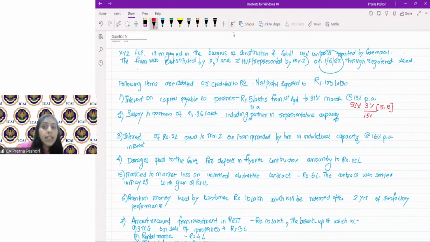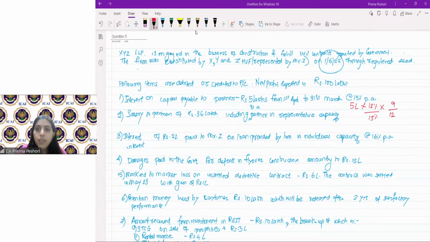5 lakh into 3% divided by 15%, this will get disallowed entirely. That's the one component. Or alternatively, what you can do is disallow the entire 5 lakh. 5 lakh into 12% divided by 15% into 9 divided by 12 months is what you will finally allow. So add back 5 lakh and the allowability will be this much. Are we clear?